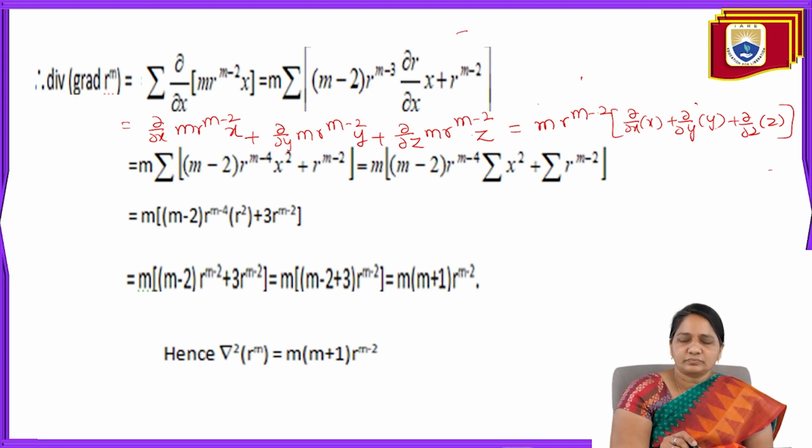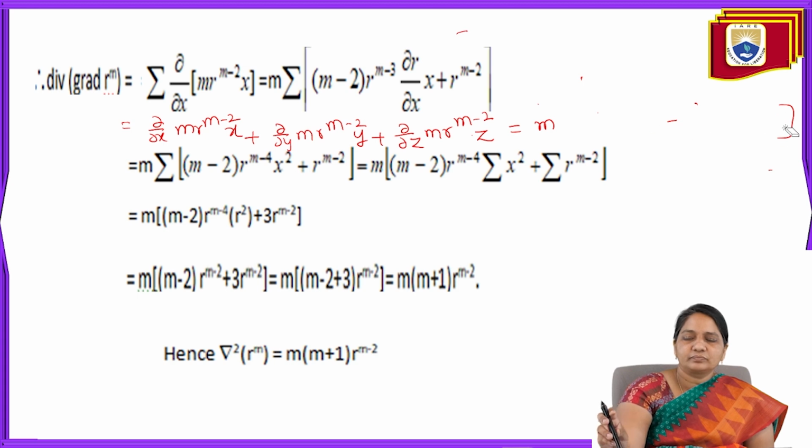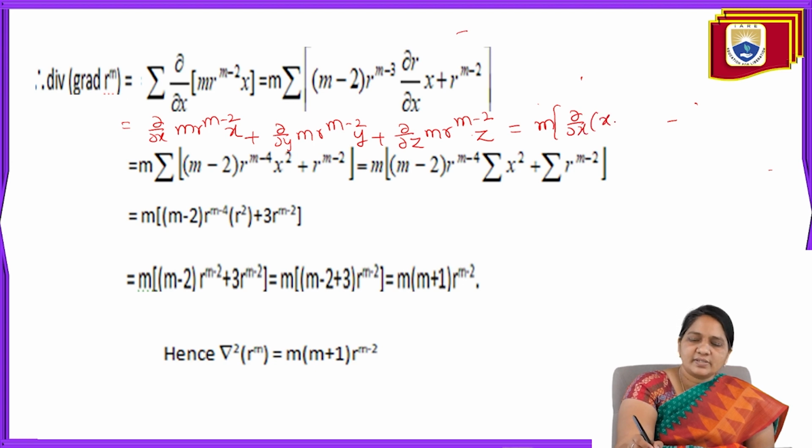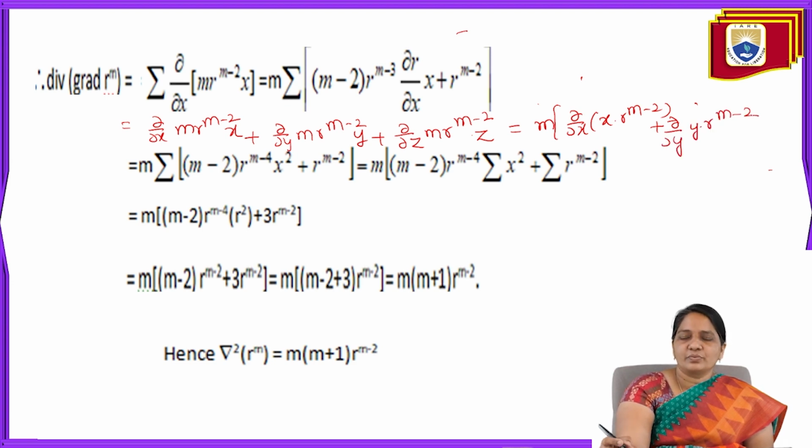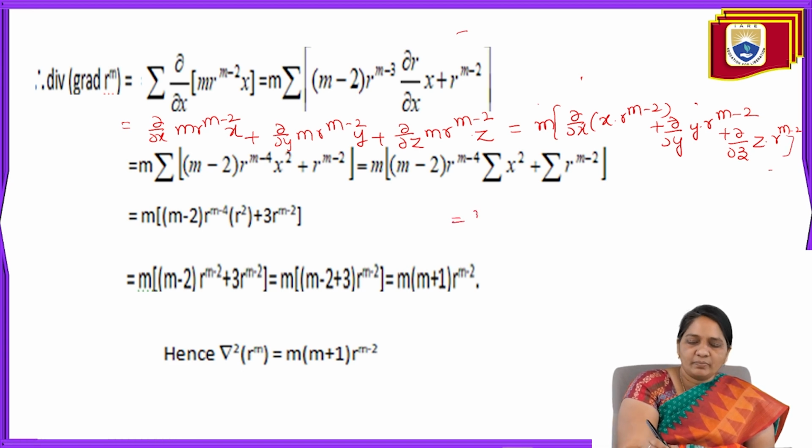Now here r^(m-2) we can't take common because we can do the differentiation here again with respect to x and y and z. So that's why we are taking common only m. So finally we got here ∂/∂x of x into r^(m-2) and ∂/∂y of y into r^(m-2) plus ∂/∂z of z into r^(m-2). So now by using the u into v form, we are doing here m.